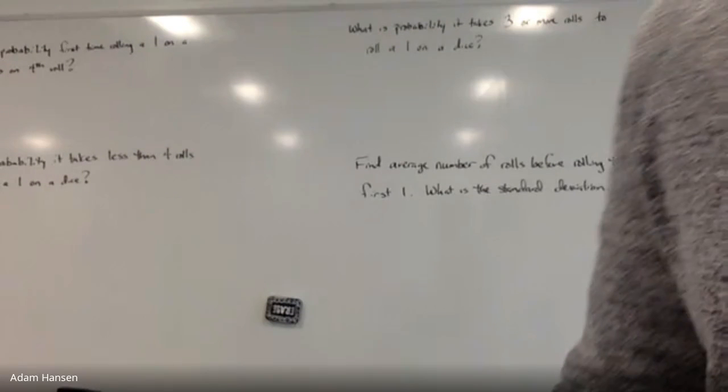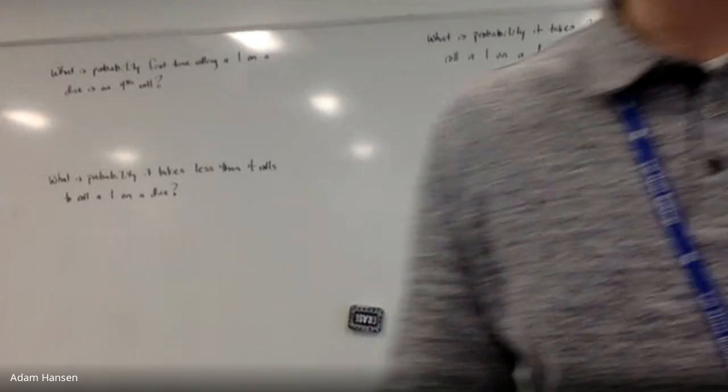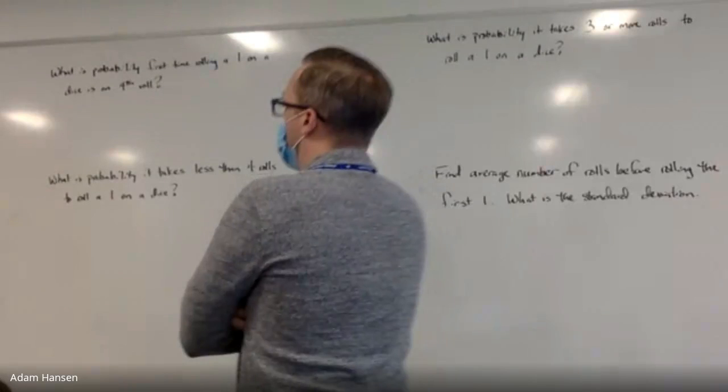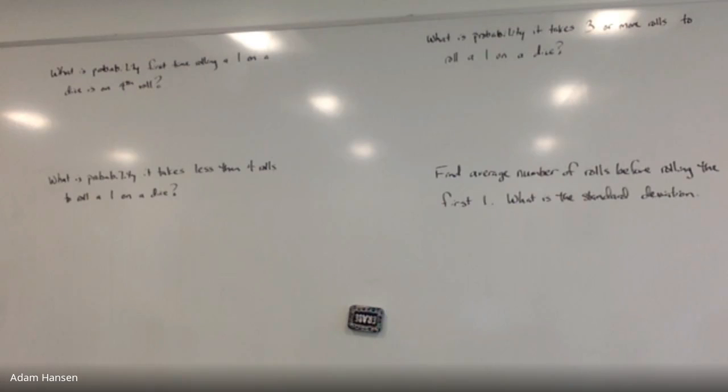So let's look at a couple of different questions based off of that information. All right. We're going to roll a dice. I want to roll a 1. What is the chance that the first time I roll a 1 happens on the 4th roll?